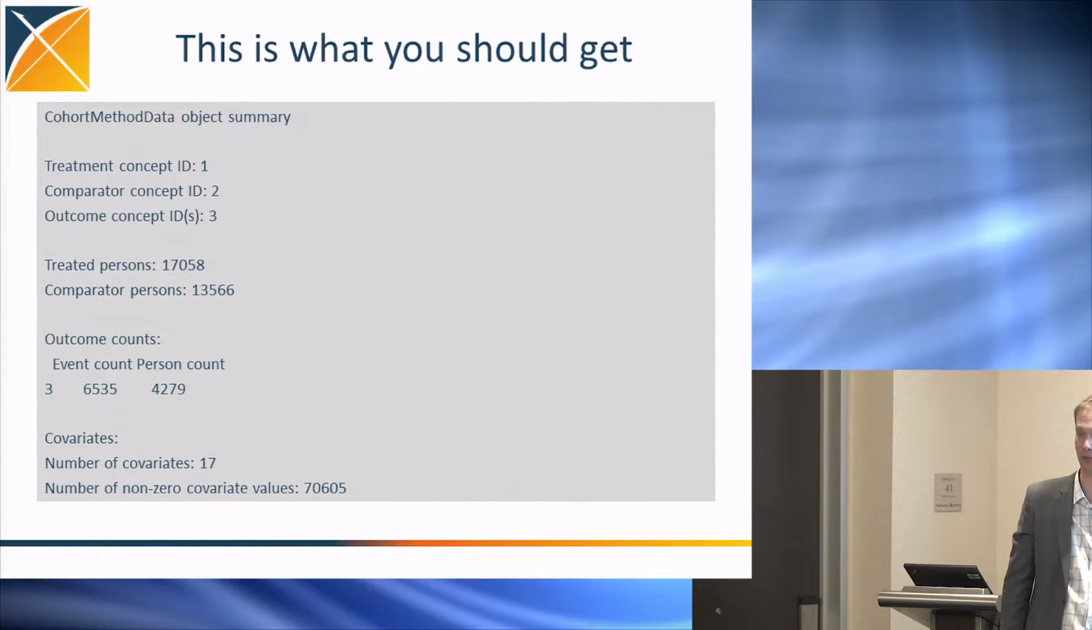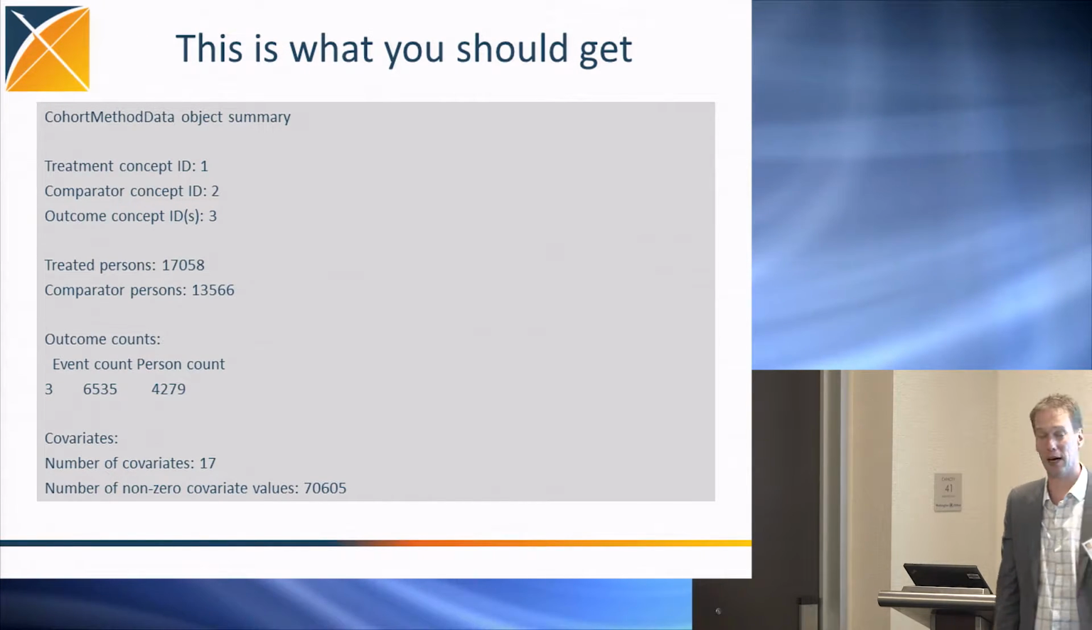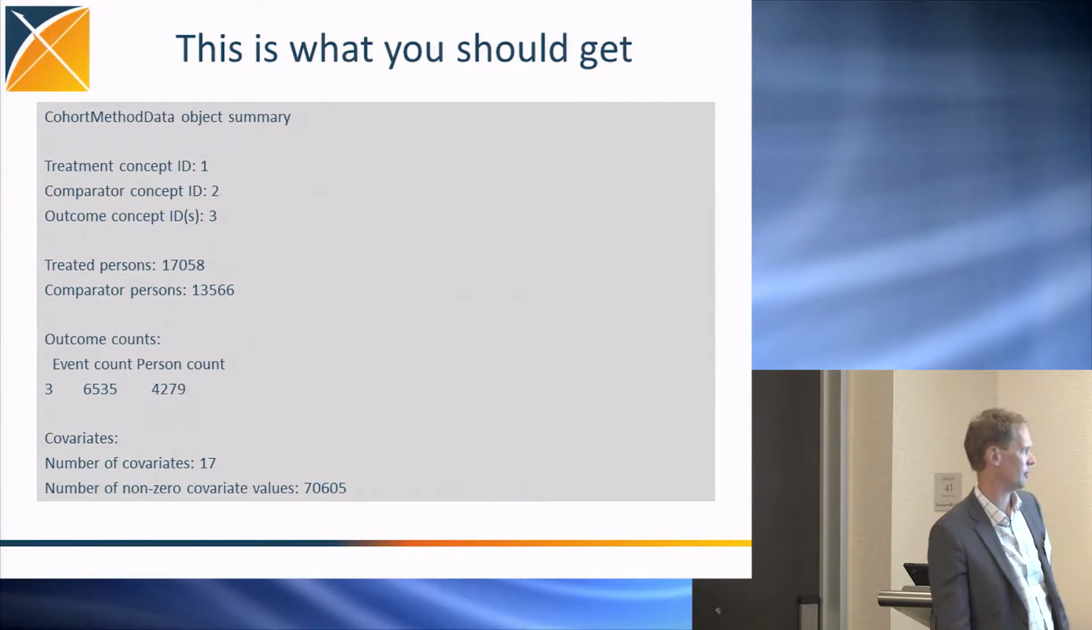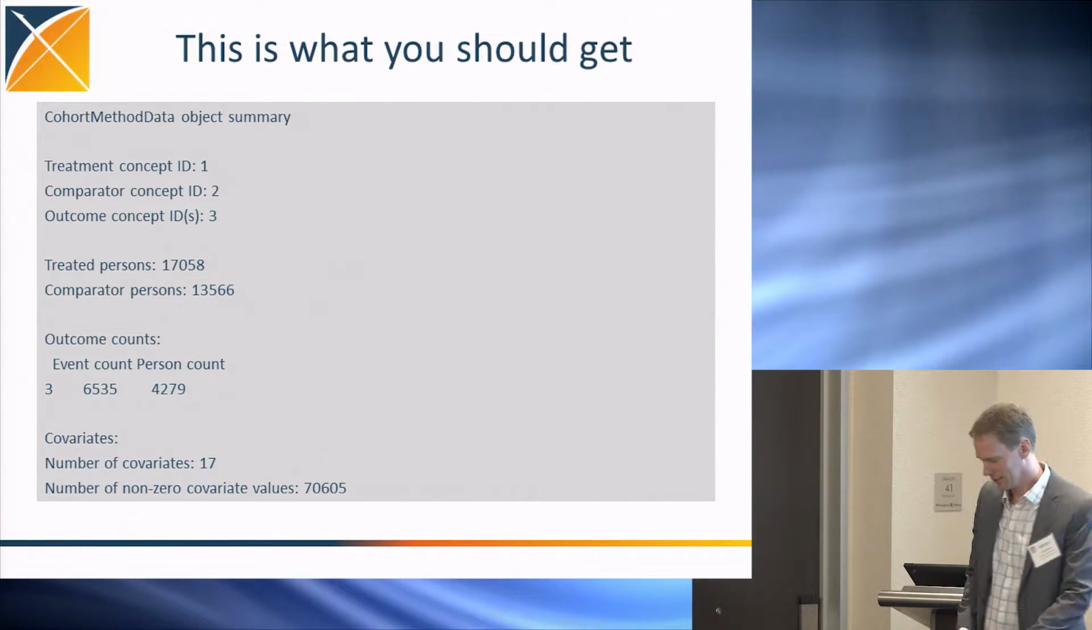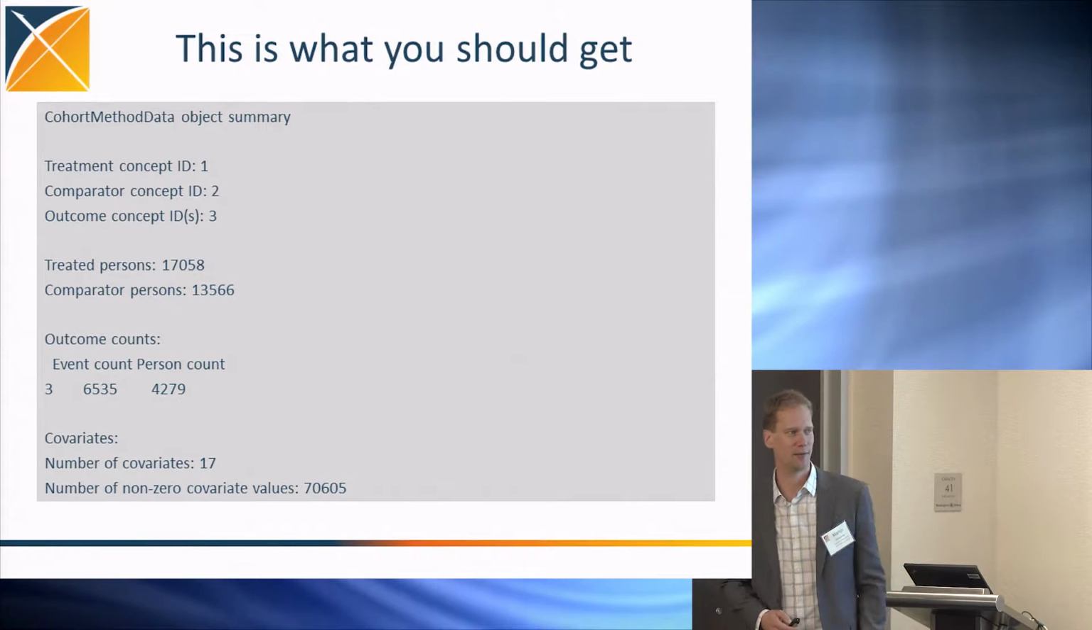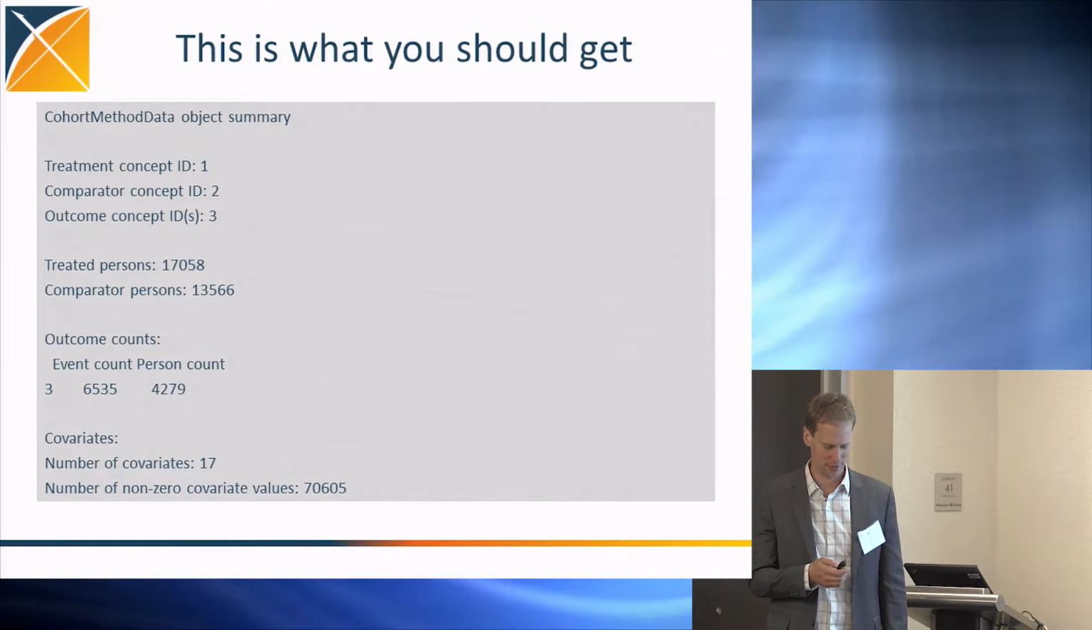All right, so we do have people in T, we have people in C. Actually, quite, that's a respectable size. And we have people with the outcome. That's actually quite a large number. A lot of people that have GI complications.